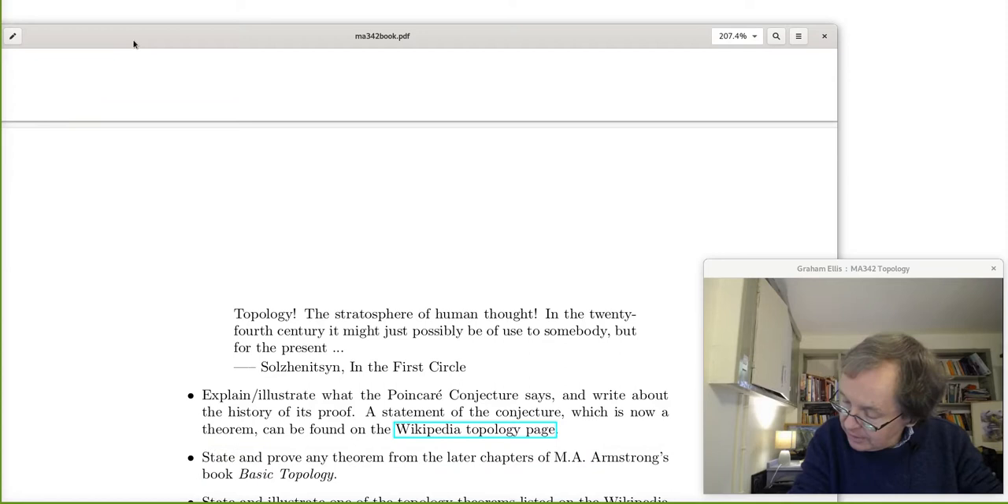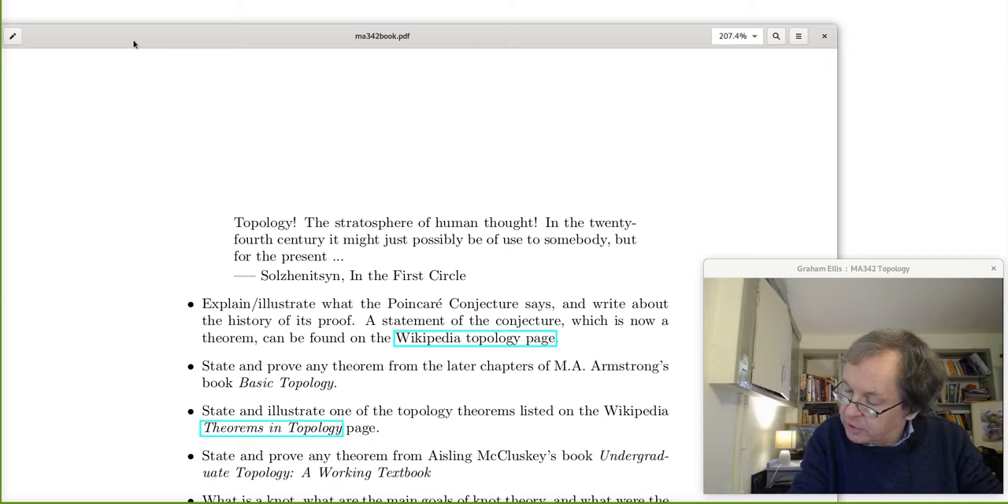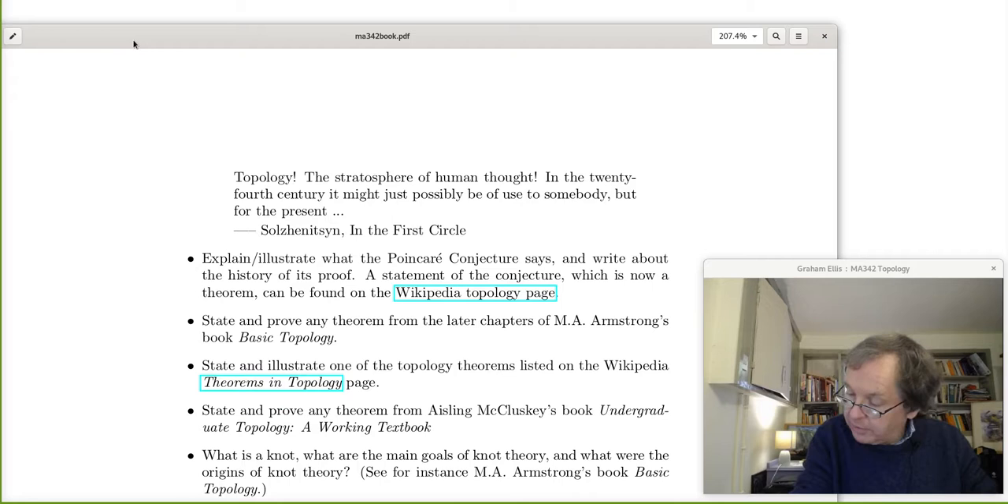You could explain a famous result, such as the Poincaré conjecture. What does it say? If you could really explain what the Poincaré conjecture says, that would be a great article. You're certainly not going to be able to give a proof of it, but you could state what it says. Or, as I say, some basic theorem from any book in topology, Armstrong's book, for example. Or you could go to Wikipedia, where there's a list of theorems on topology, and take one of those and write about one of those themes, and so on.